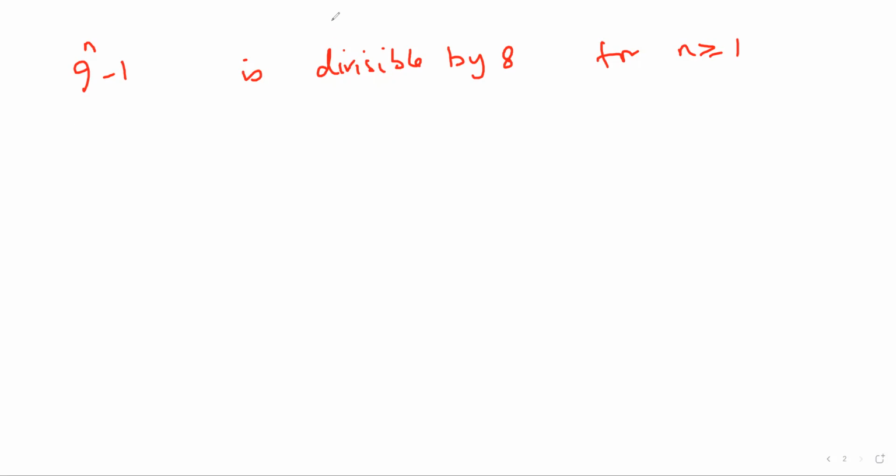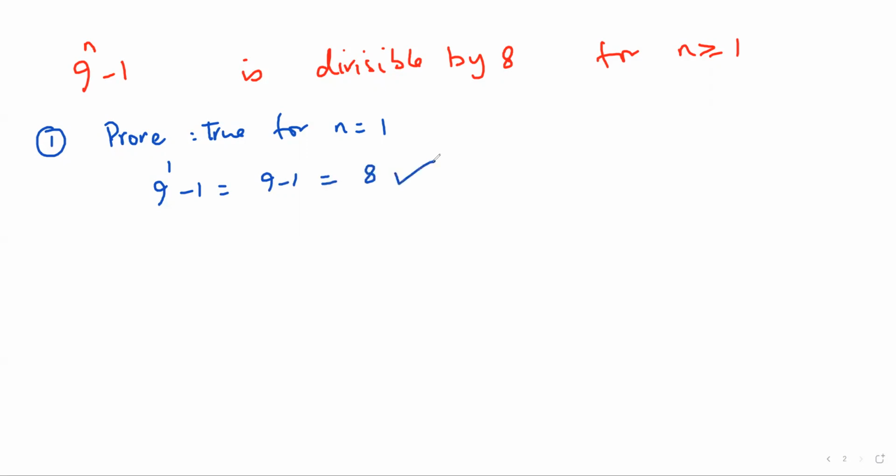I'll be going with you. You must have gone ahead. The first step is you have to prove that this is true for n equal to 1. So this is 9 raised to power 1 minus 1, which is 9 minus 1, equal to 8. So yes, we have proved that this is divisible by 8 when you put n equal to 1.